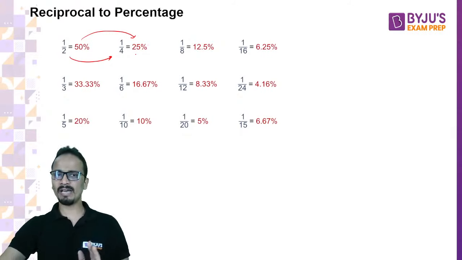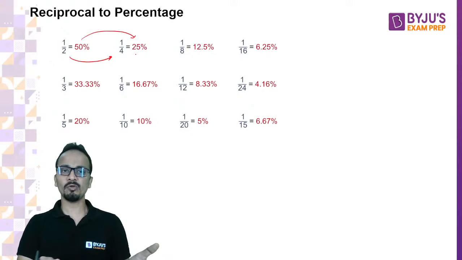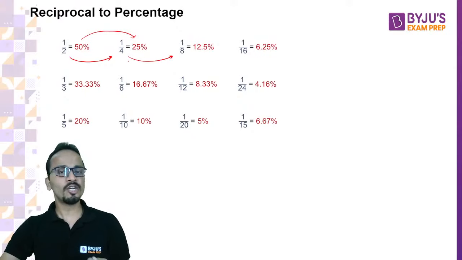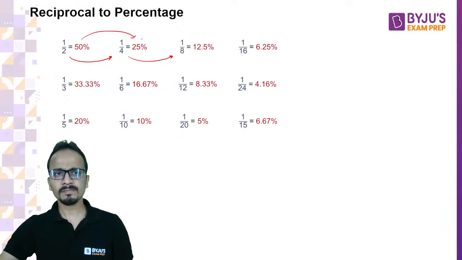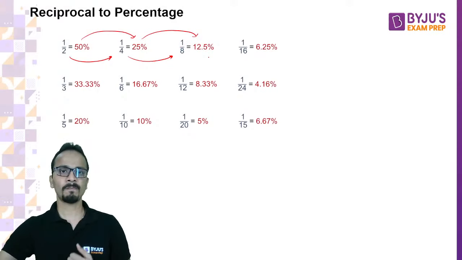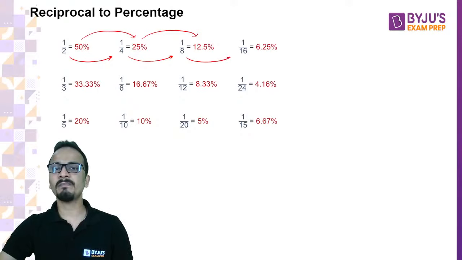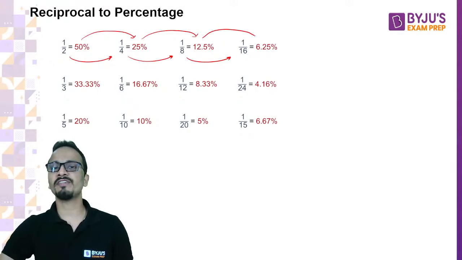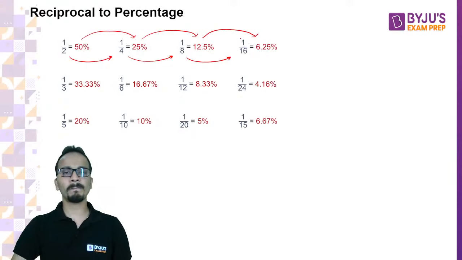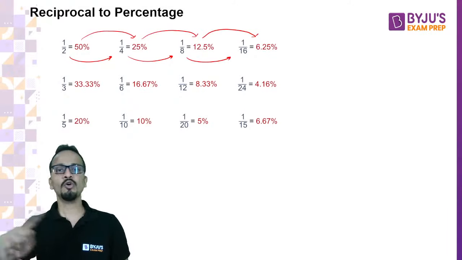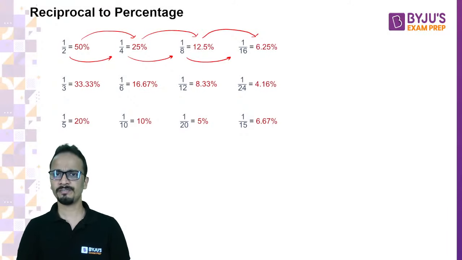So what I've done is I've just divided the previous value by 2, and I'll keep on doing this for the next fractions. So 1 by 4 divided by 2 will be equal to 1 by 8, and 25% divided by 2 will be 12.5%. Now 1 by 8 divided by 2 is 1 by 16, and 12.5 divided by 2 will be equal to 6.25. So the percentage equivalent for 1 by 16 will be equal to 6.25%.